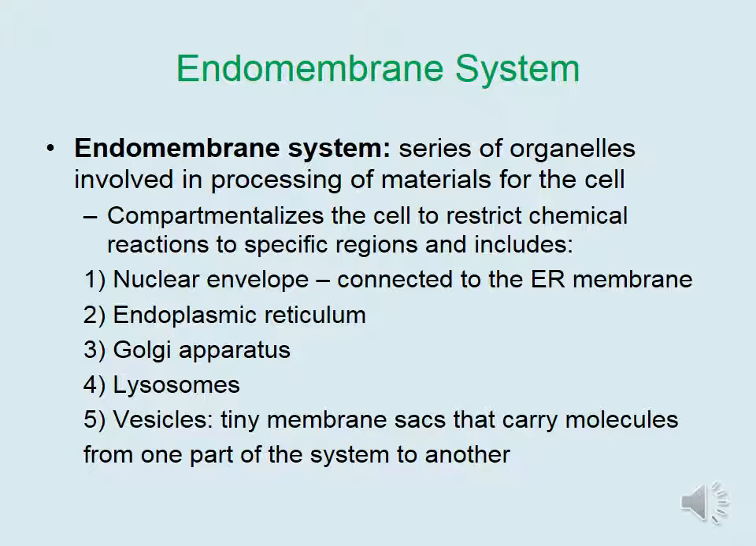The endomembrane system includes the nuclear envelope, which surrounds the nucleus and is connected to the endoplasmic reticulum membrane. It includes the endoplasmic reticulum itself, the Golgi apparatus, lysosomes, and vesicles. Vesicles are tiny membrane sacs that enclose and carry molecules from one part of the system to another, thus connecting the different components of the system.